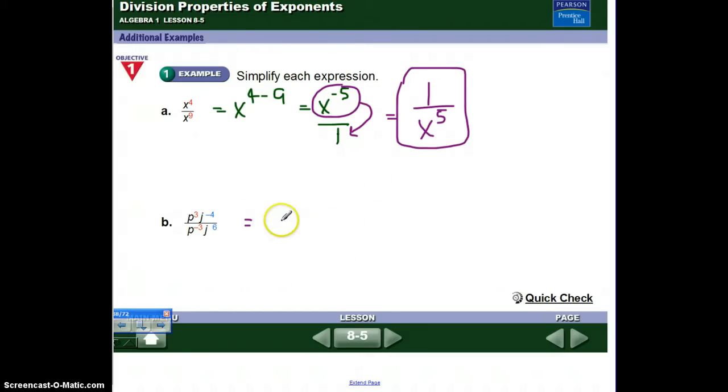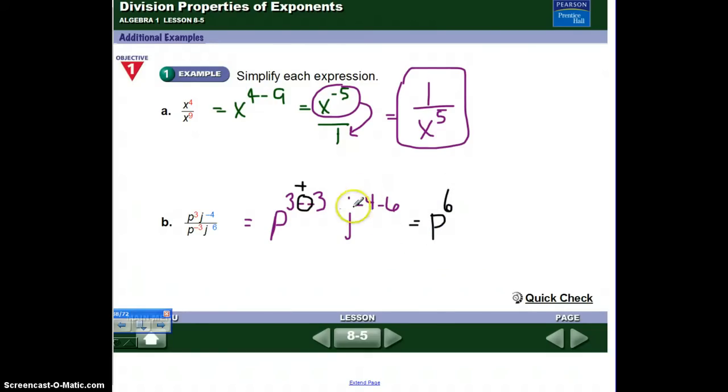Okay, on B, I have bases that are both p and j. So they're going to be in my answer, at least to start with. The exponents for the p are 3 and negative 3. So 3 minus a negative 3. And then negative 4 minus 6. Now, one of the things that we may have to deal with in this one, at least initially, is that those two negatives make a positive. So that means it's going to be p to the 6th.